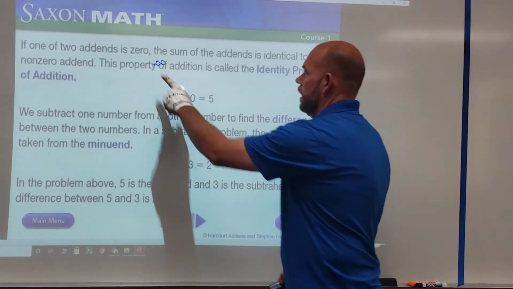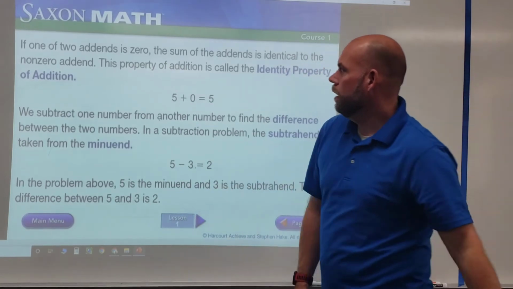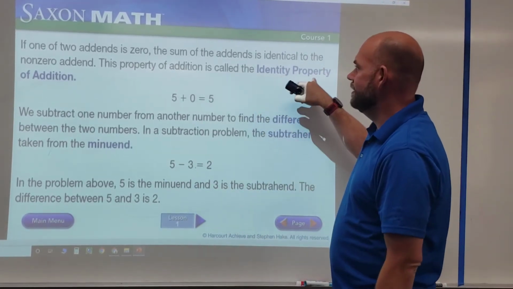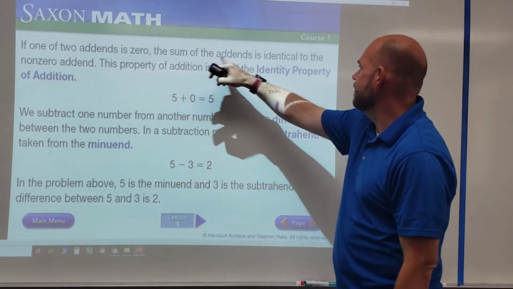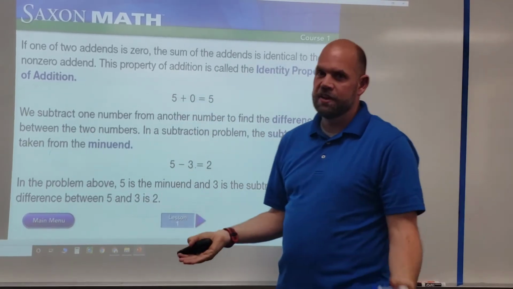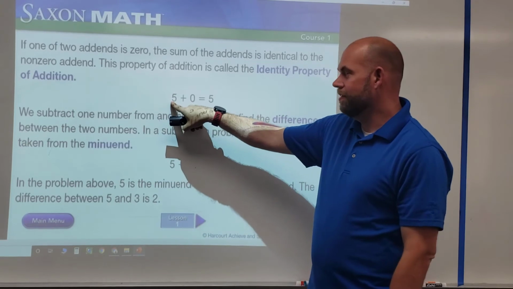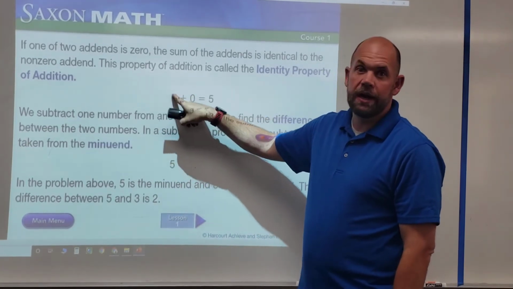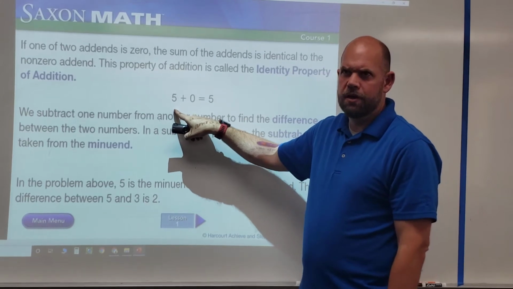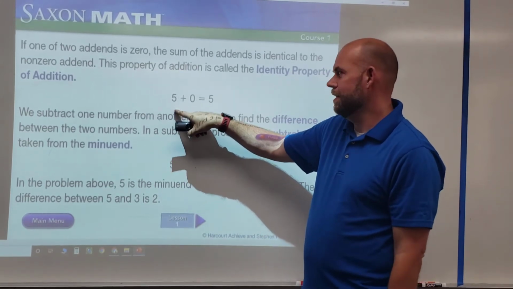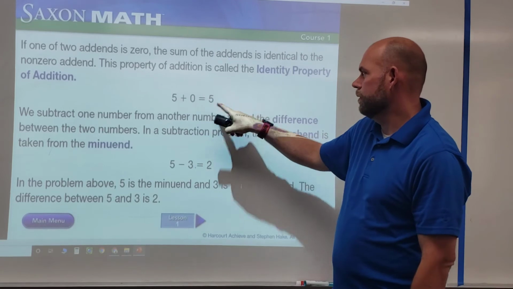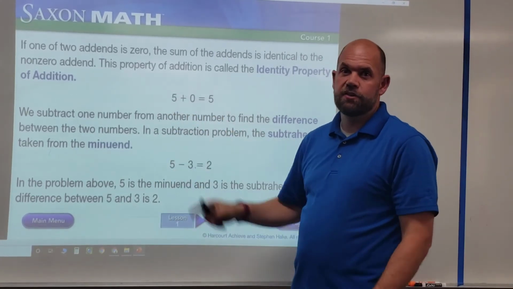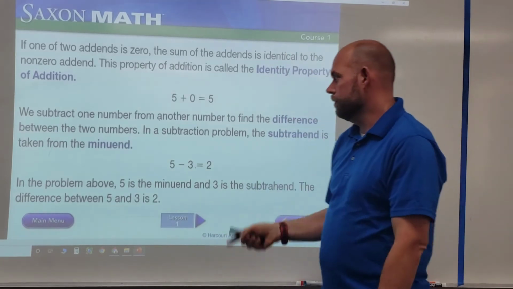Okay, now, if one of two addends is 0, this is called the identity property of addition. It simply means the sum of the addends is the same as the non-zero addend. So here the non-zero addend is 5 plus 0. The answer is going to be whatever the non-zero addend is, which is 5. So 5 plus 0 equals 5. If this was 7,000 plus 0, it'd still be 7,000. You just don't add anything with the 0.